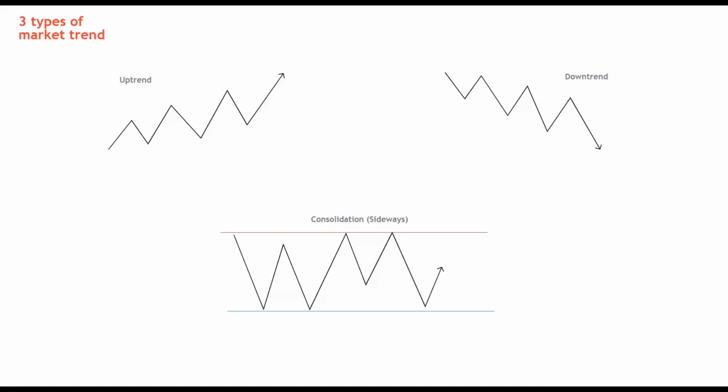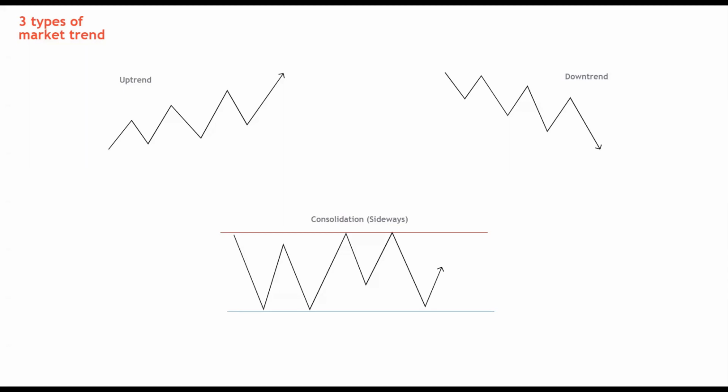We have an uptrend, top left, we have a downtrend, top right, and then we have consolidation or sideways movement, which is in the center there. Each of these is defined by either higher lows and higher highs, or lower highs and lower lows, or in the case of a consolidation, a break or no establishment of real structure.